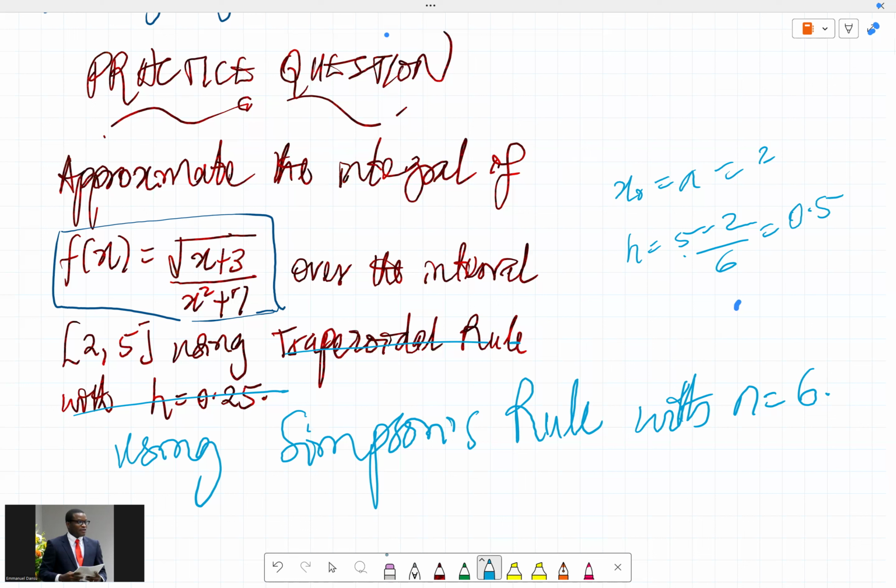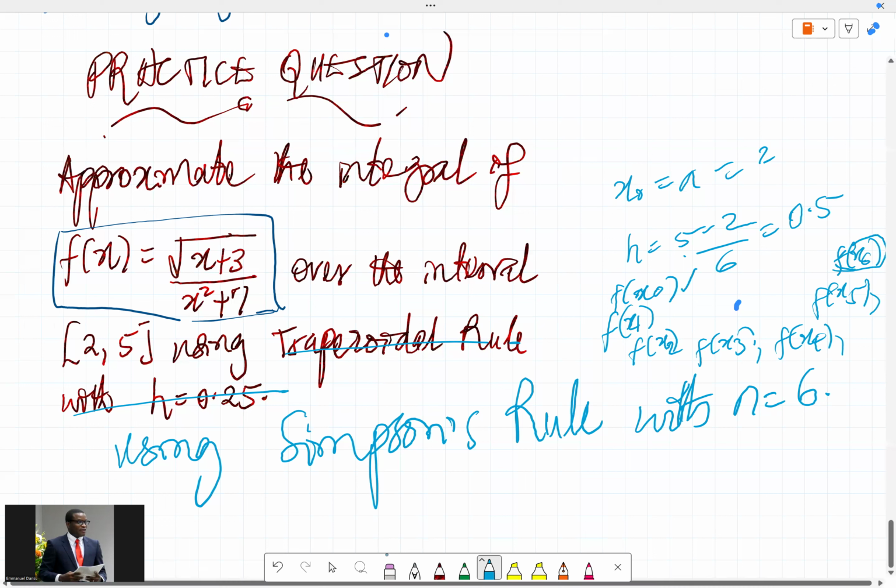So you're going to have f of x naught, which is f of 2, and f of x1, which is f of 2.5. Then you have f of x2, f of x3, f of x4, and f of x5 and f of x6, so that's 1, 2, 3, 4, 5, 6. The first and last are the end values.